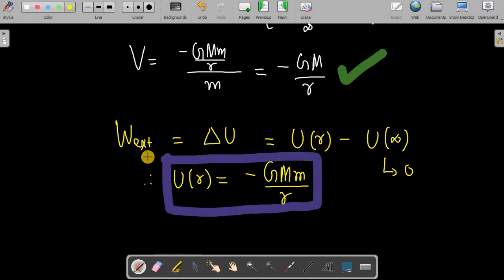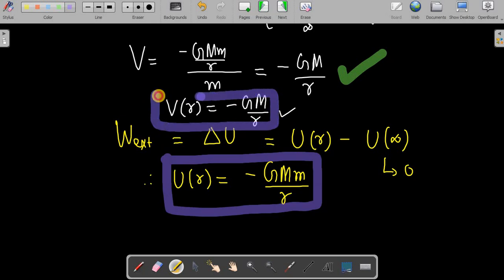The bracket r represents that potential energy function. Here you may also write V as a function of r, minus GM by r. In many textbooks you will see it written like that. It doesn't matter how you write it, but that's the potential and potential energy function.